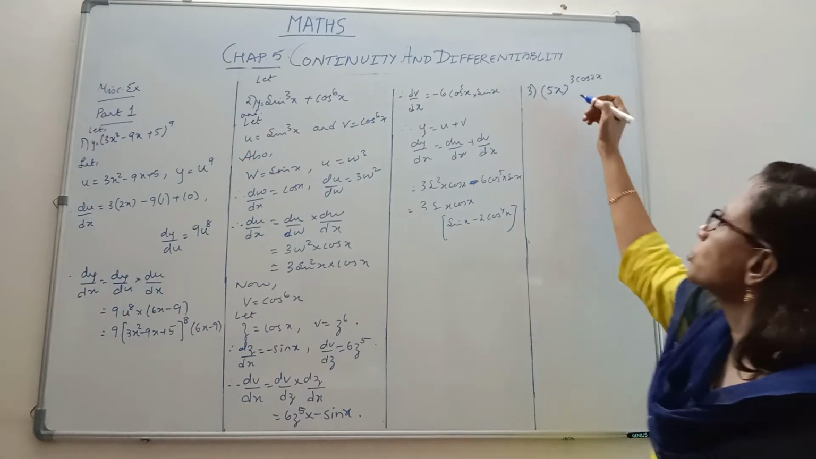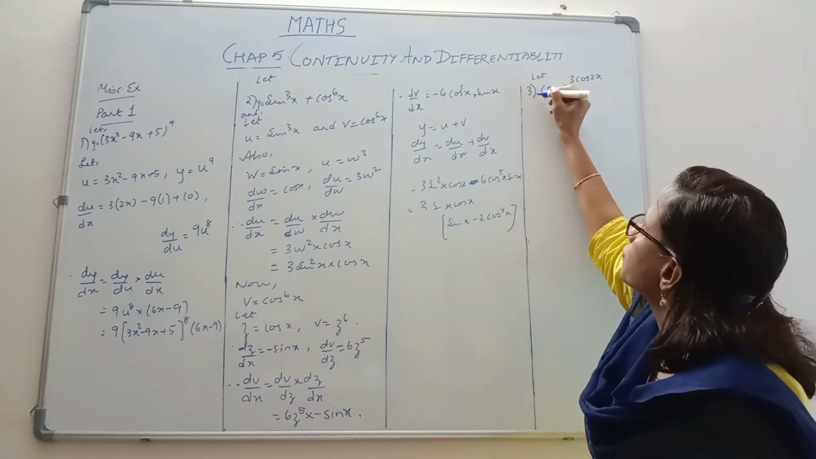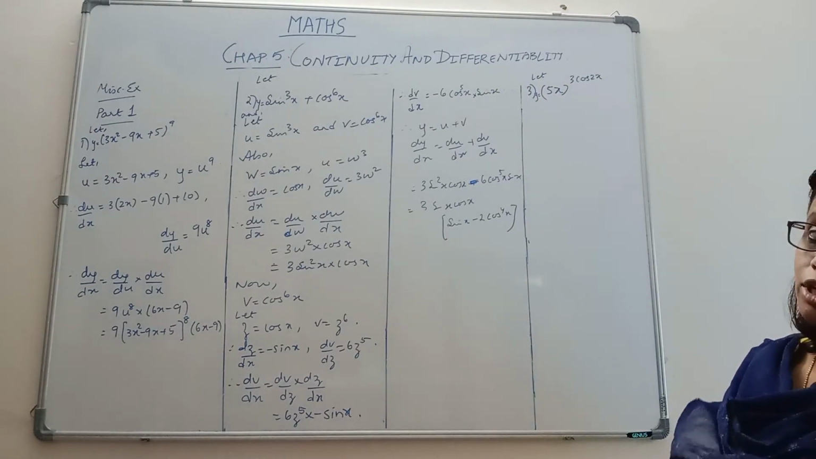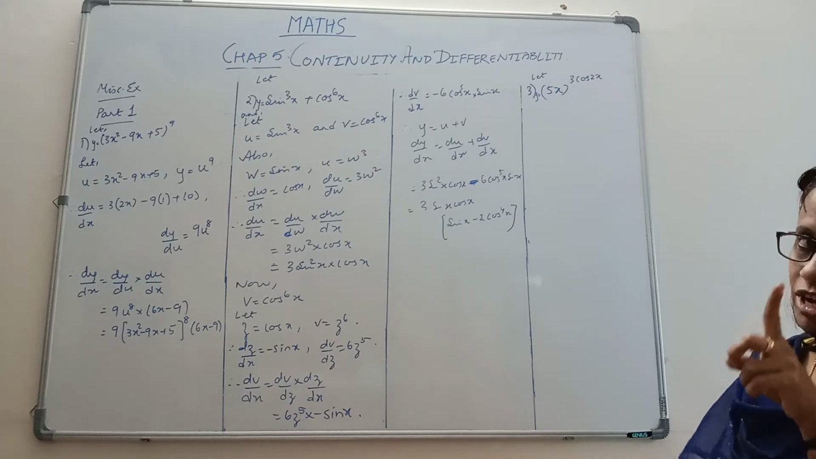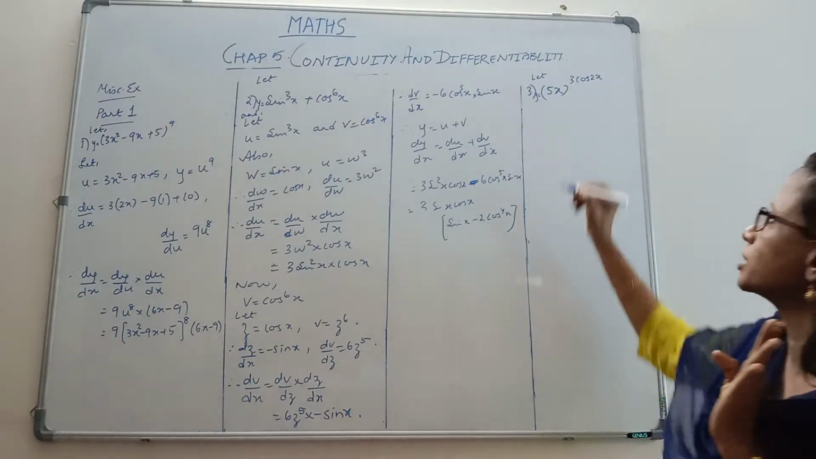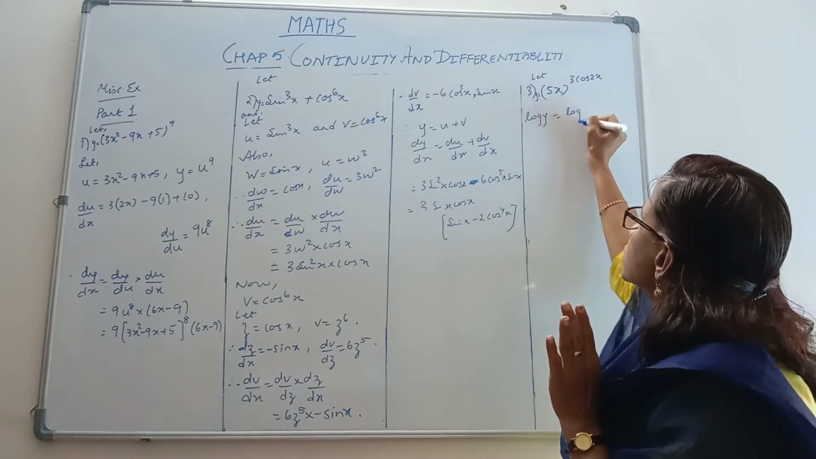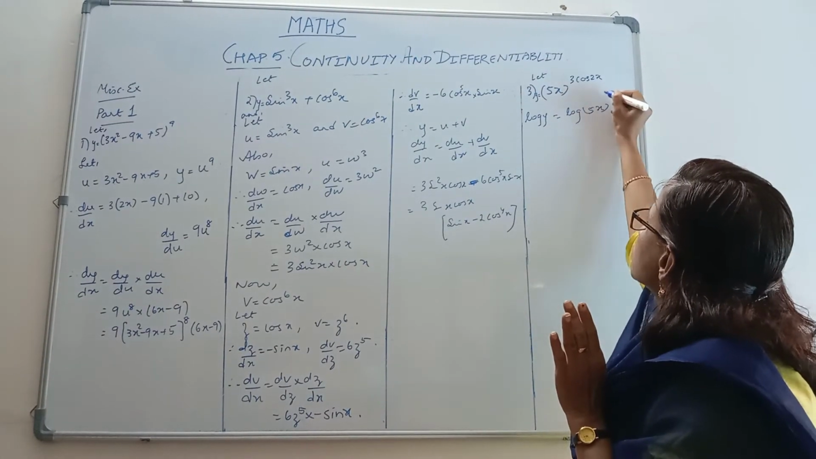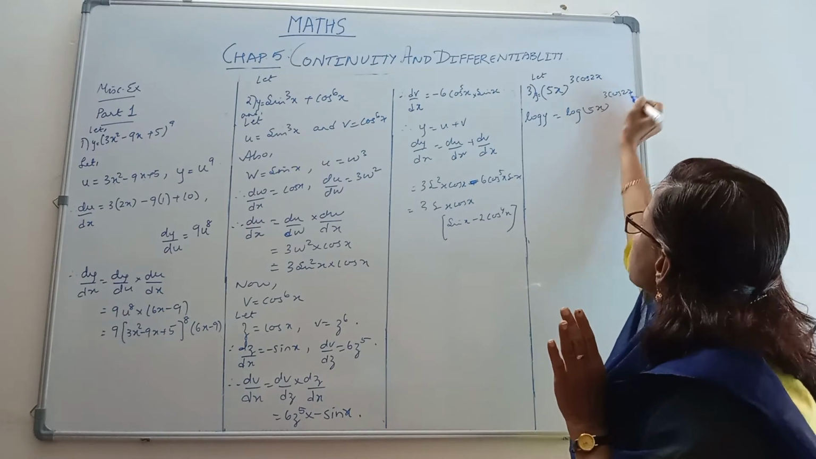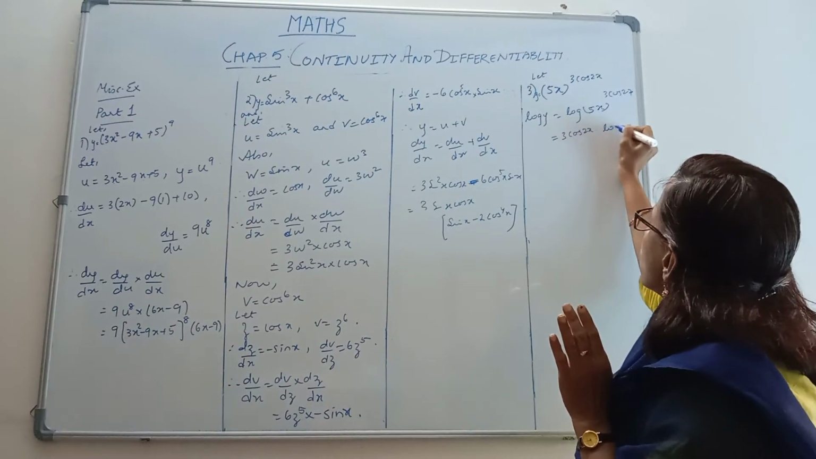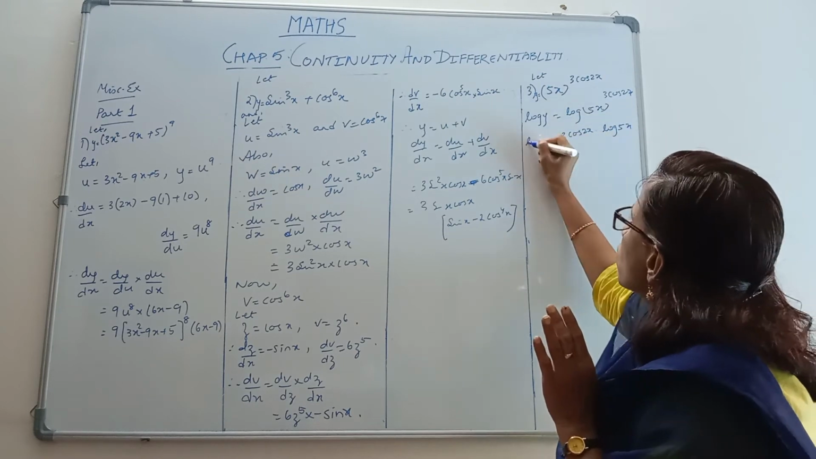Then we have our next question. (5x) raised to 3 cos 2x. We have learned that for function of a function like this, we are going to take logarithmic differentiation. So we are going to take the log on both sides. It is log of (5x) raised to 3 cos 2x. The exponent comes to the side. 3 cos 2x into log 5x is log y.